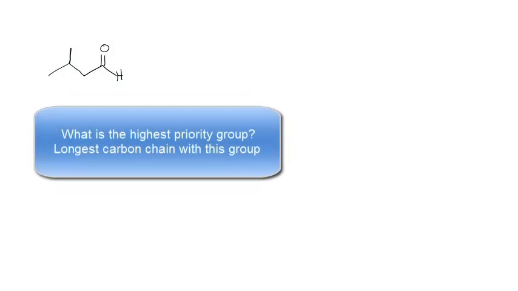Okay, so let's start off with a few different compounds. First I have this. Make sure I write it out completely. Okay, so the first thing we take a look at is what is the highest priority group, and to make sure that we include this highest priority group in our longest continuous carbon chain.